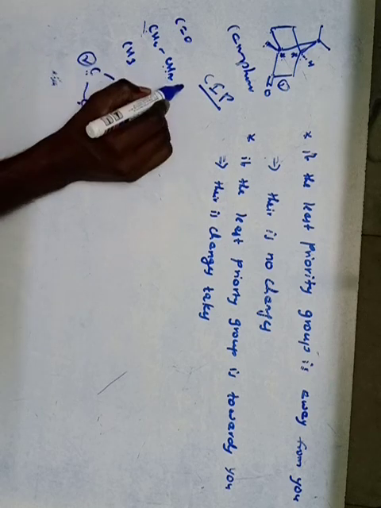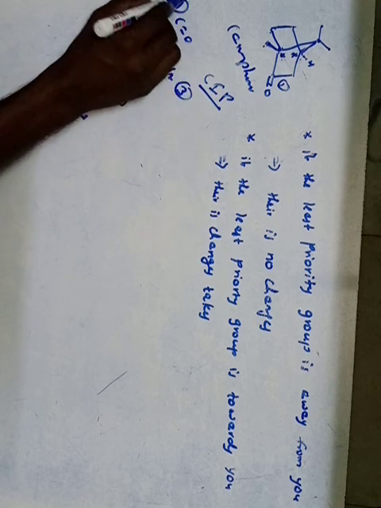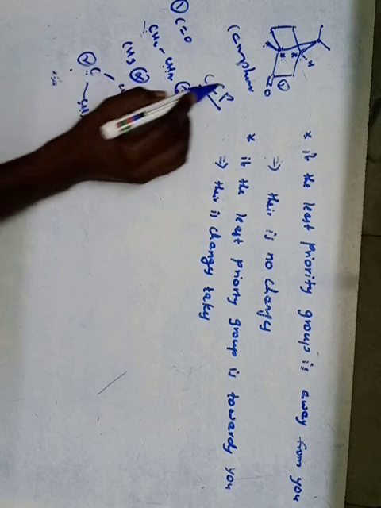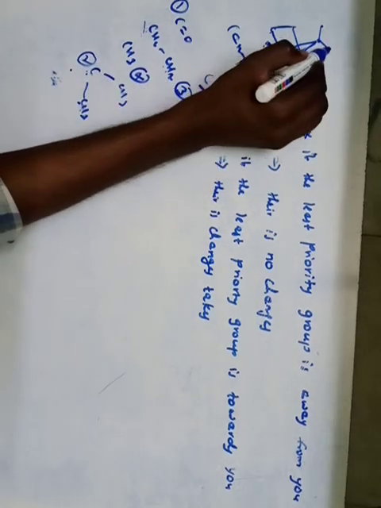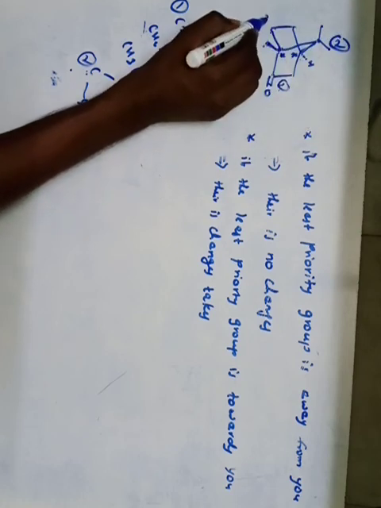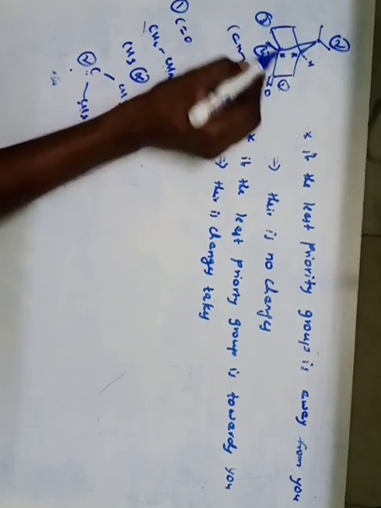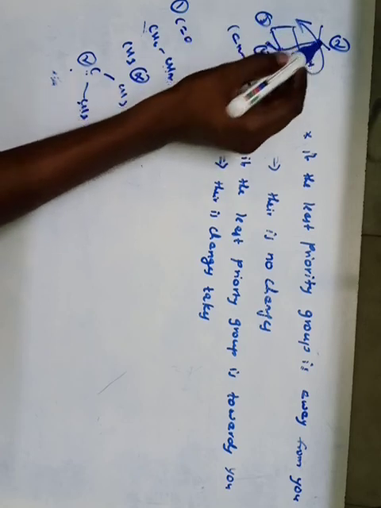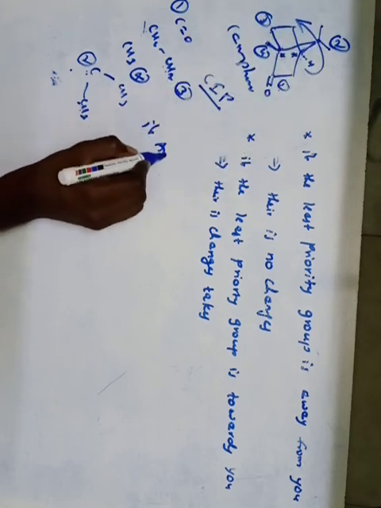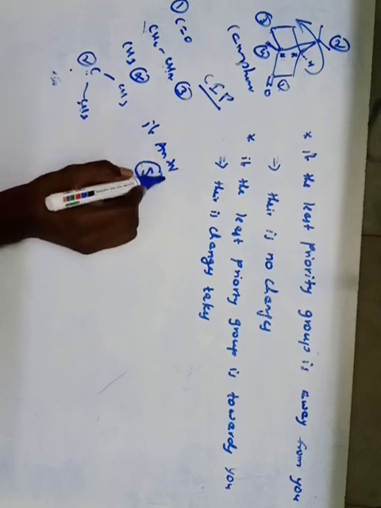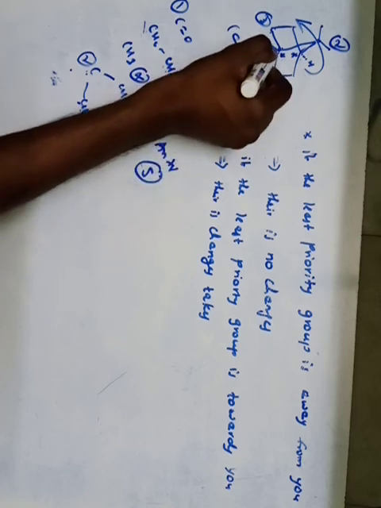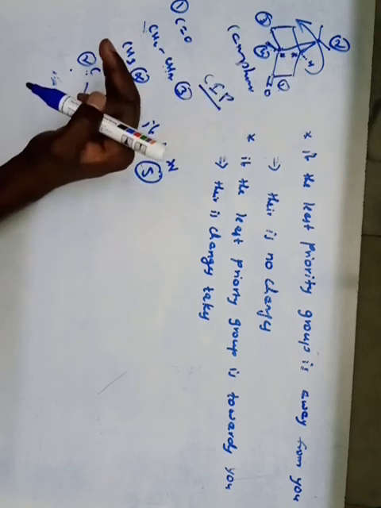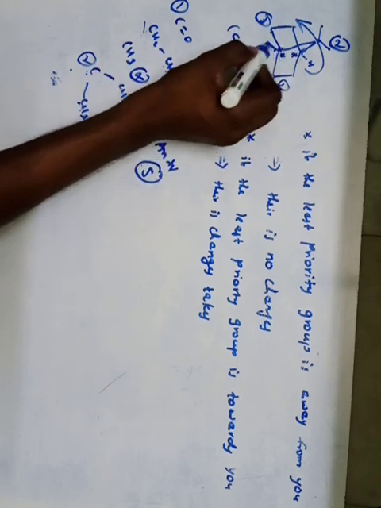The next, third priority is here: first priority here, second priority here, third priority here, and fourth priority. Okay, this is first, this will be second, this will be third, and this will be fourth. It will be like this, meaning anti-clockwise direction. If anti-clockwise direction, that means S configuration, but the methyl group is there, no? The methyl group is towards us.